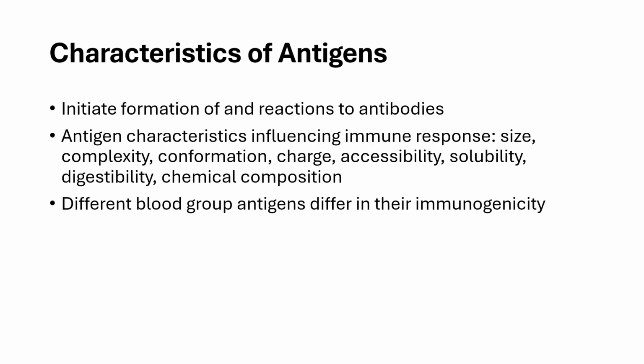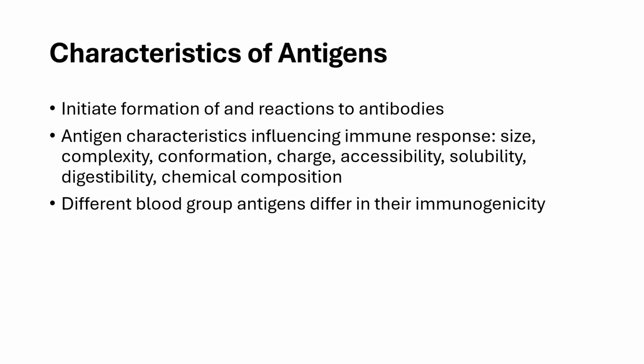So characteristics of antigens. Antigen characteristics that can influence an immune response are, first, size. Larger molecules are generally more immunogenic because they can be better recognized by the immune system. Their complexity: complex molecules with multiple different components tend to stimulate a stronger immune response. The conformation: the three-dimensional shape of the antigen affects how well it fits into antibody or receptor sites.